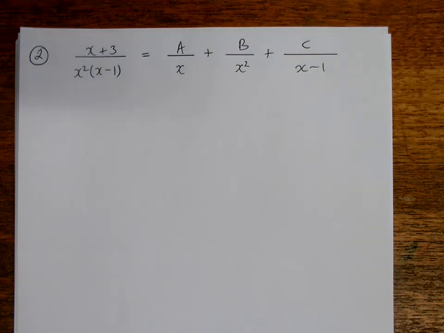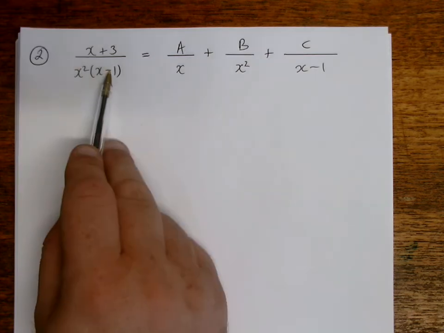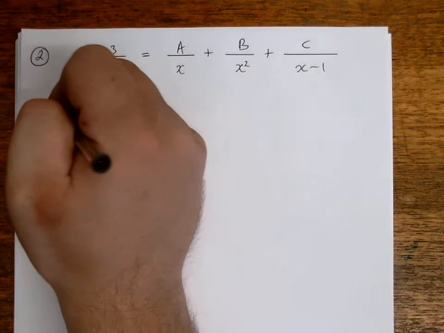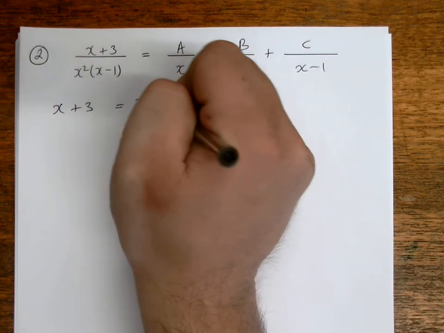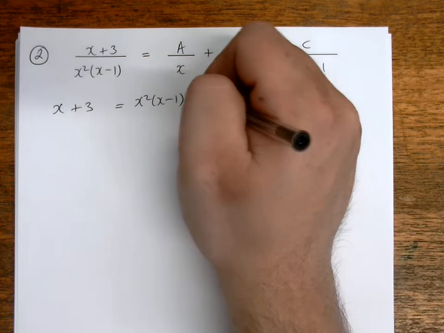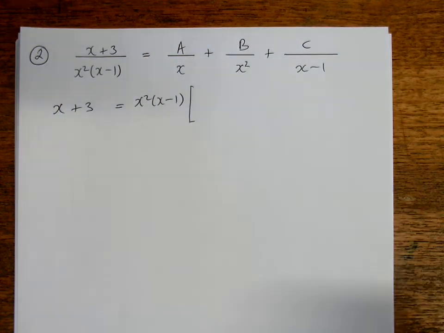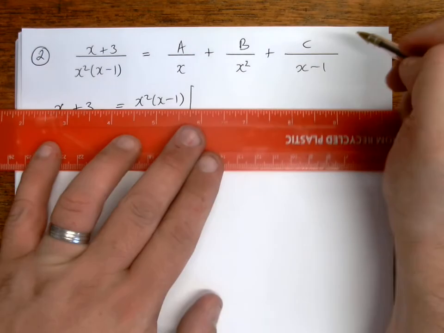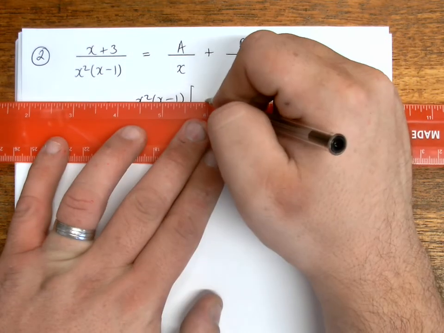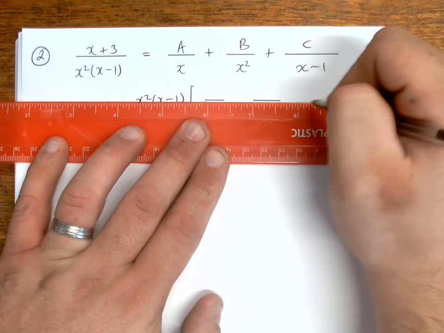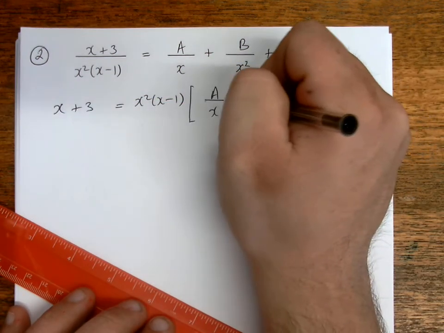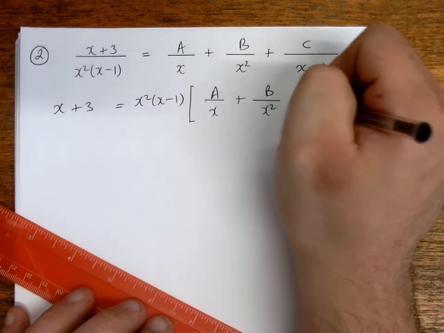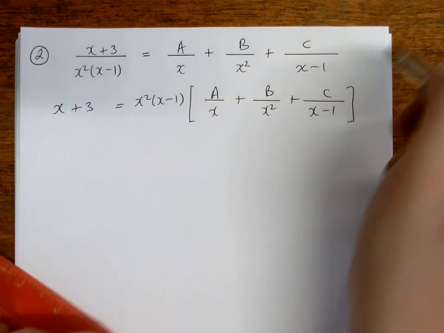So when we have that here, we can then treat it like an equation, and this x squared, x minus 1, take it over the other side and multiply. So we're left with x plus 3 here, and then we have x squared, x minus 1, and then square bracket, and we're going to write all of these in here. So we have 3 fractions: a over x plus b over x squared plus c over x minus 1.